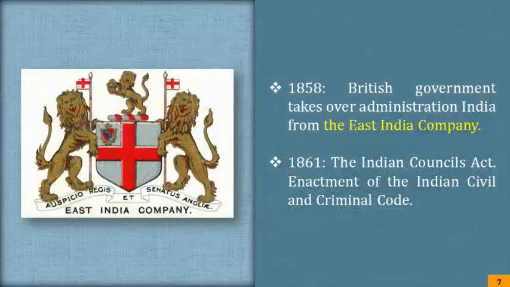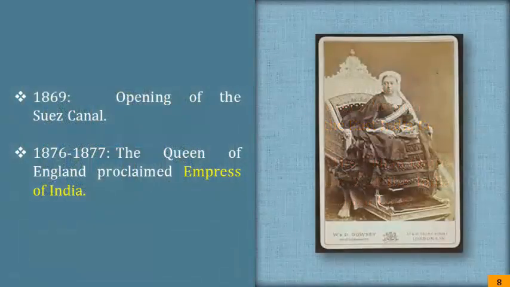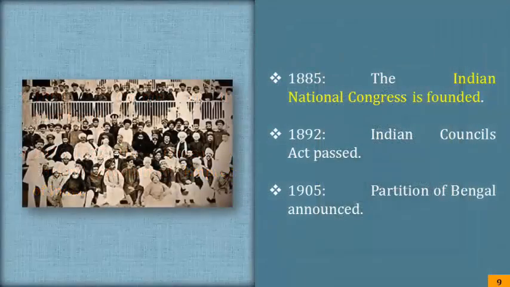1858. British government takes over administration of India from the East India Company. 1861. The Indian Councils Act, enactment of the Indian Civil and Criminal Code. 1876 to 1877. The Queen of England proclaimed Empress of India. 1885. The Indian National Congress is founded. 1892. Indian Councils Act passed.